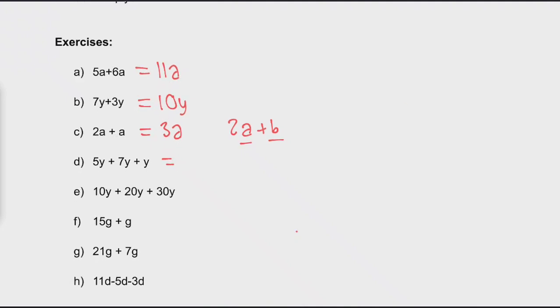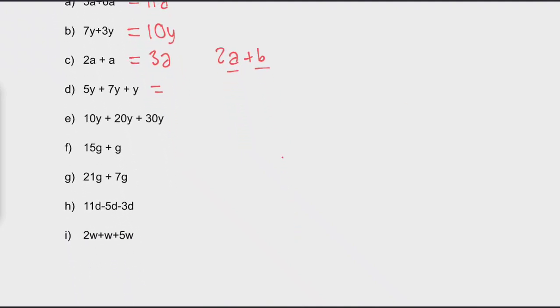What about 5y plus 7y plus y? Well, that's the same as saying 5 plus 7 plus 1, because all those terms have the same letter part. So 5 plus 7 is going to be 12, so 12y plus y is equal to 13y.